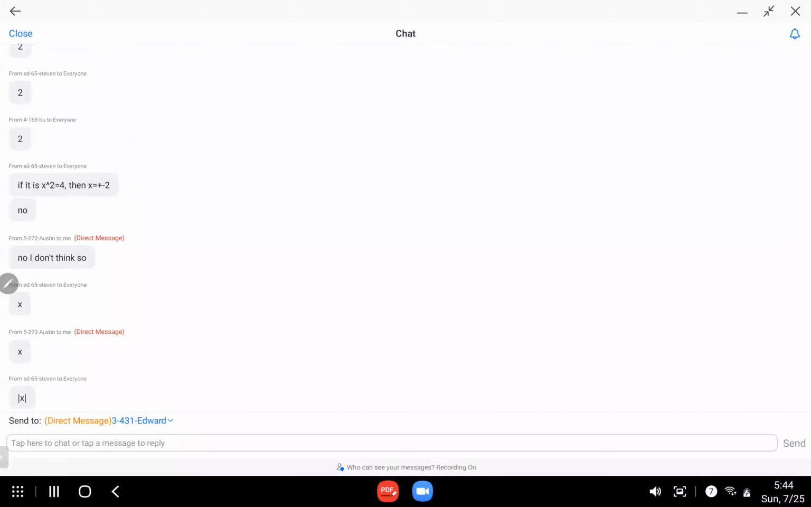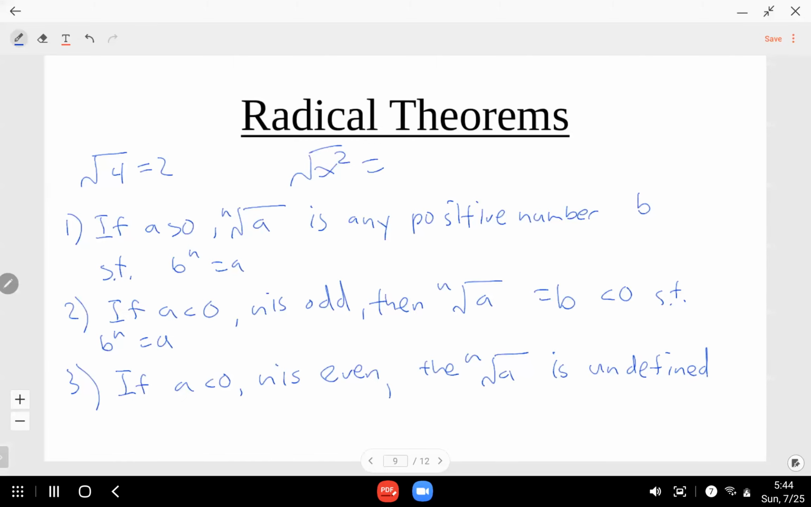X? Just x? X is incorrect. Austin, X is incorrect. Stephen, oh, the absolute value of x. That is correct. The absolute value of x, because it has to be a positive number. Let's say x is -4. Then it has to be the absolute value of -4 to be principal square root. So please remember this when you're solving.